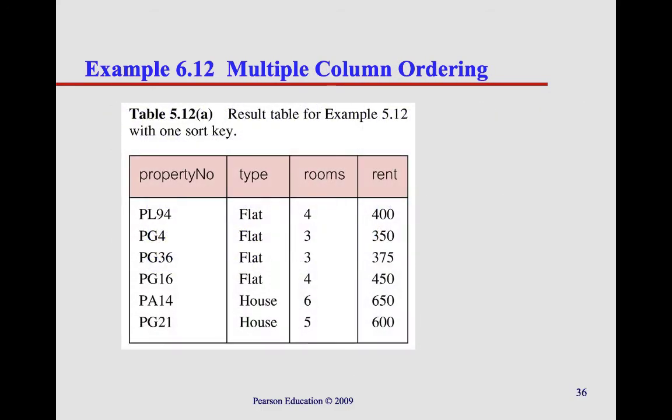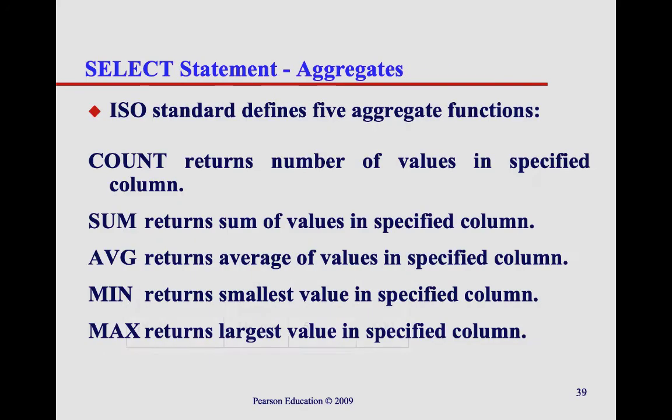Now, we also like to be able to sometimes do aggregation. So there are 5 aggregation operators in SQL. Count returns the number of rows in the column. Sum, the sum. Average, I don't need to go through them. You should be able to get it.